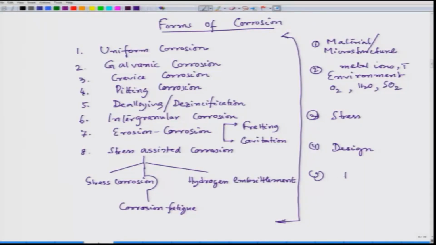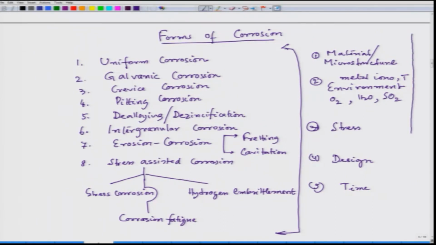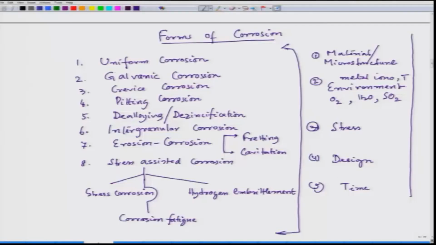Finally, the fifth is time. Of course, if something is exposed for a longer duration, there will be more corrosion. So, these 5 major factors are crucial. In my next lecture I would talk about these 8 forms of corrosion in a nutshell. We will not go into greater depth on this particular corrosion mode, because that is not our purpose. Our purpose is to understand the fundamentals of corrosion, and then on the way we will see the effect of these 5 factors.